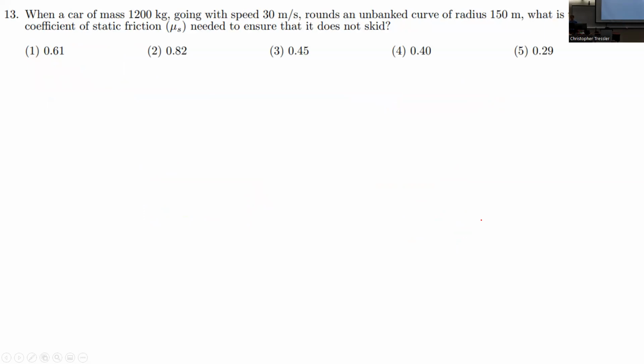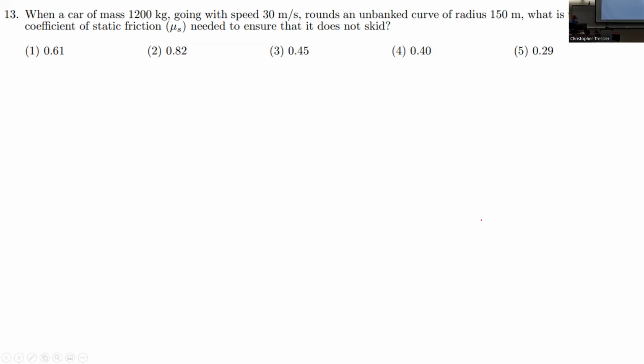When a car of mass 1,200 kilograms going with a speed of 30 meters per second rounds an unbanked curve of radius 150 meters, what is the minimum coefficient of static friction needed to ensure that it does not skid?